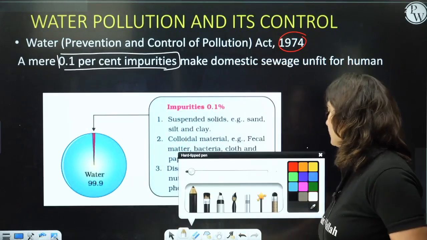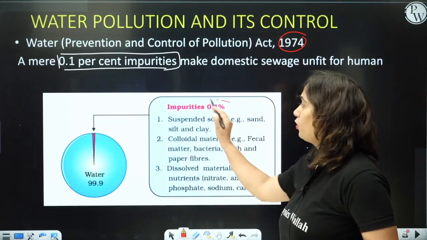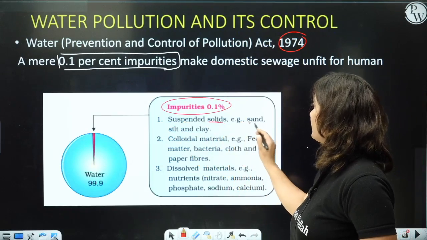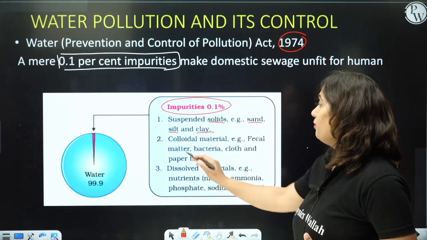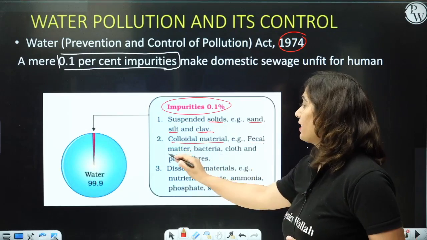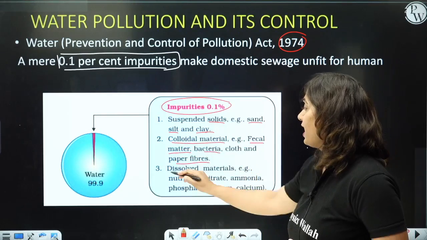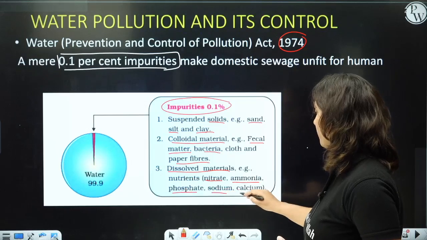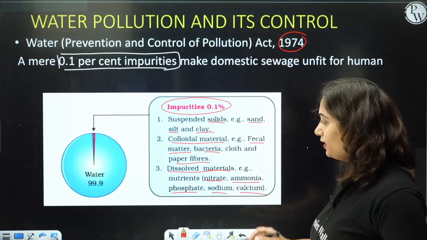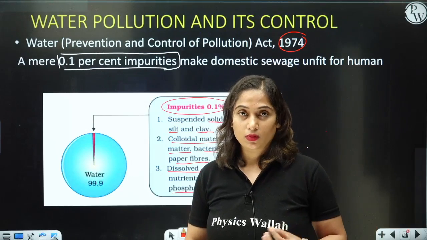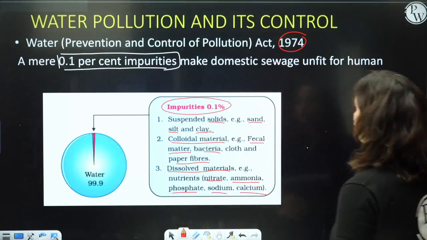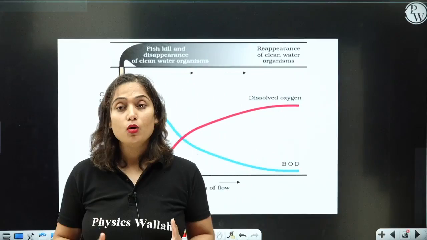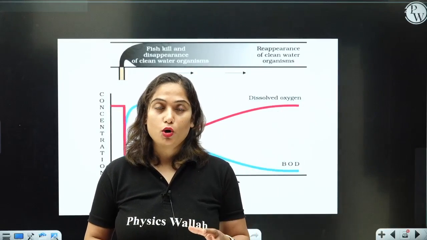Now, what are those 0.1% impurities? The 0.1% impurities I'm talking about, they can be suspended solids like sand, silt and clay. They can be colloidal materials like fecal matter, like bacteria, like paper fibers, and it can be dissolved materials like nitrates, ammonia, phosphate, sodium, calcium. So all these things together pollute the water. Okay. Yes. Now comes how we will check that the water is polluted or not.